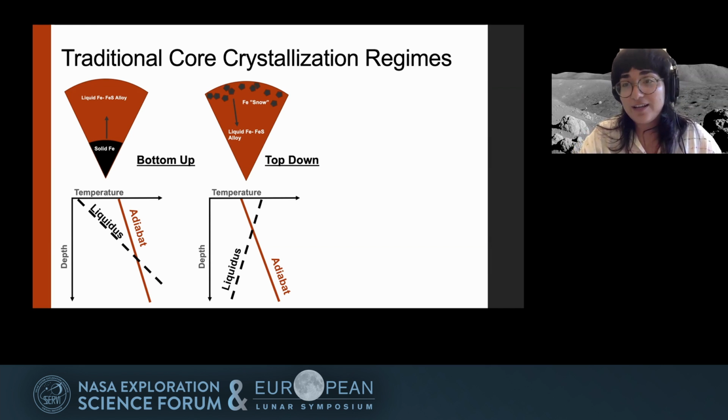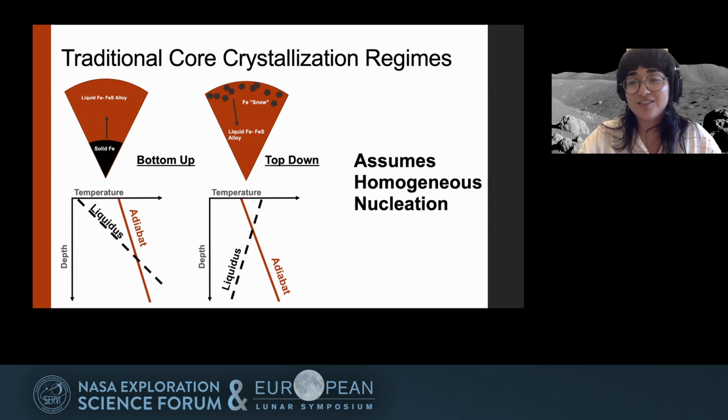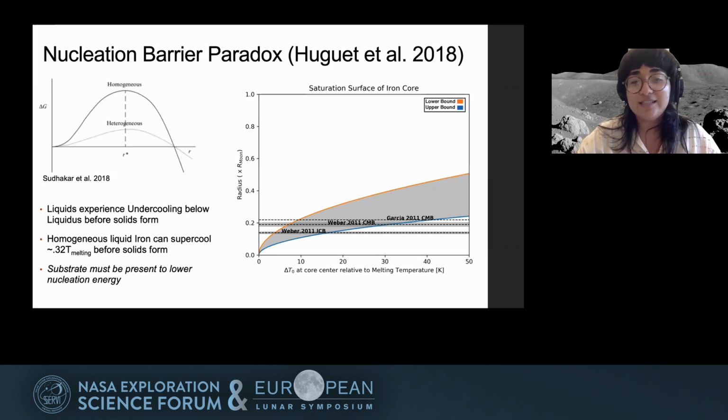There are actually more variations of solids forming at multiple places at once or in the middle, but either way, what all of these models assume is that the core is undergoing homogeneous nucleation. And that was the standard until 2018, when Huguet et al. pointed out the nucleation barrier paradox for the Earth. For solids to start forming continuously, they need to overcome this energy barrier.